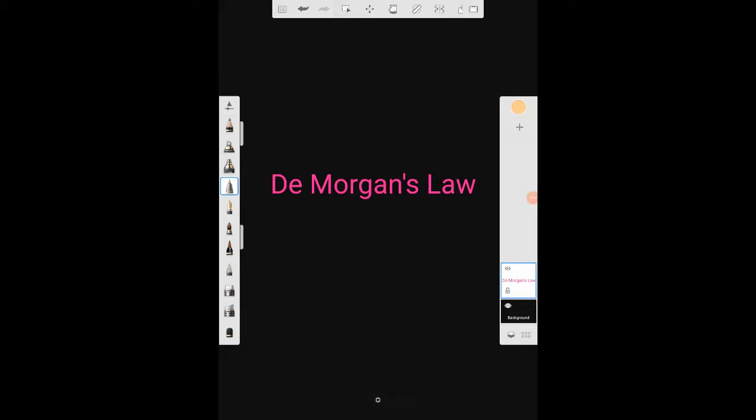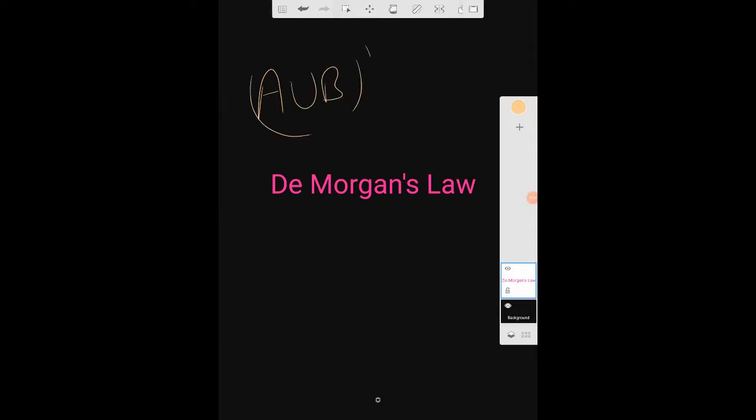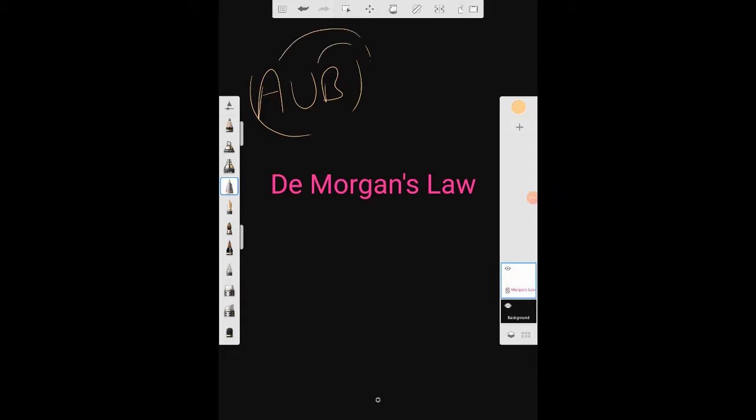De Morgan's law will be, now one: A union B the whole complement. You apply the complement symbol to both the sets. Put the complement symbol here and put the complement symbol here. It will be A complement and B complement. Now invert this union symbol. So it will be intersection.